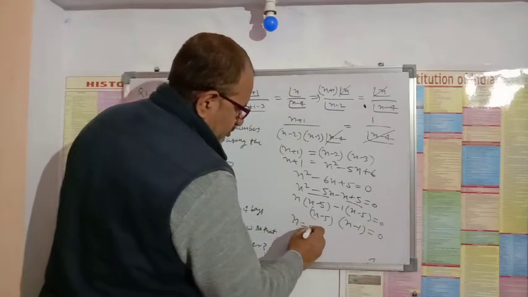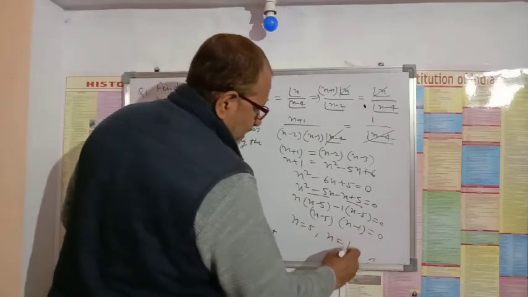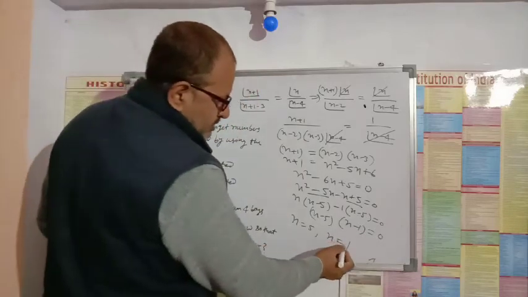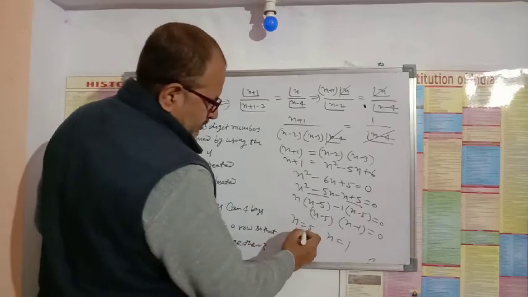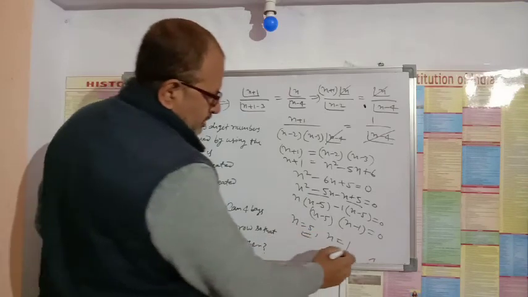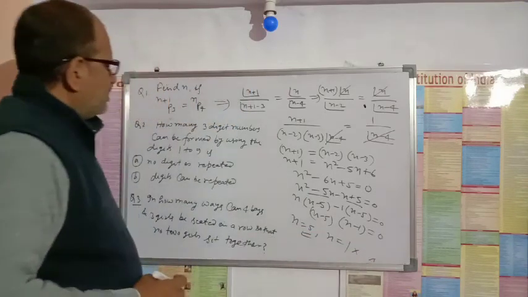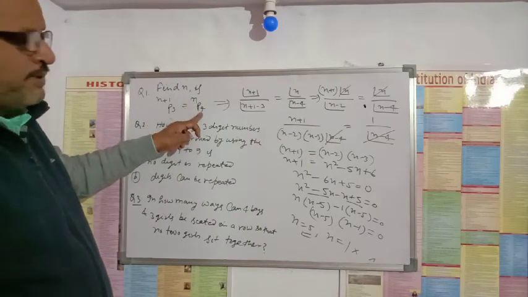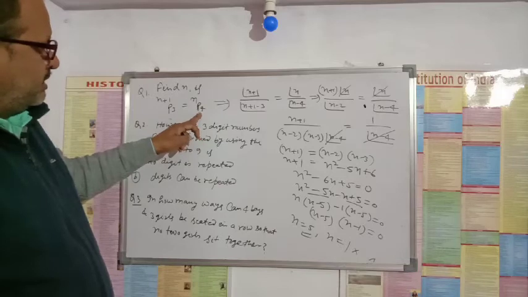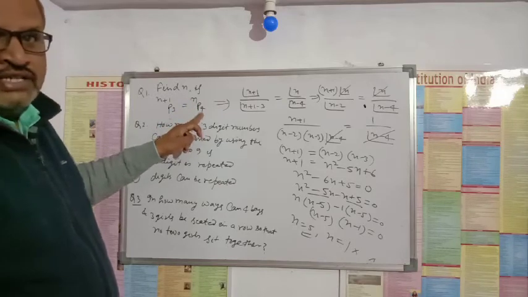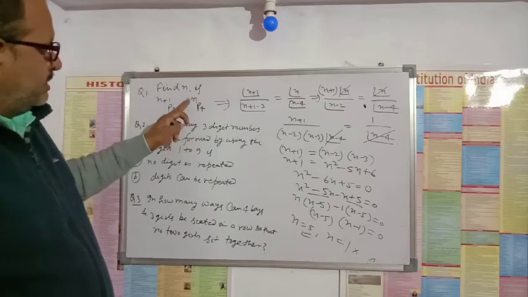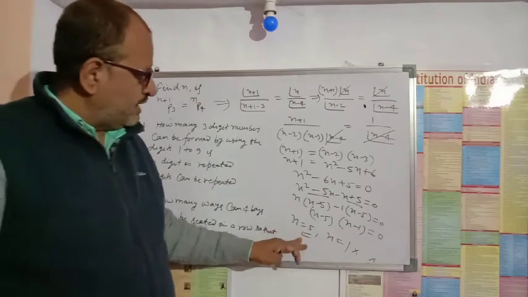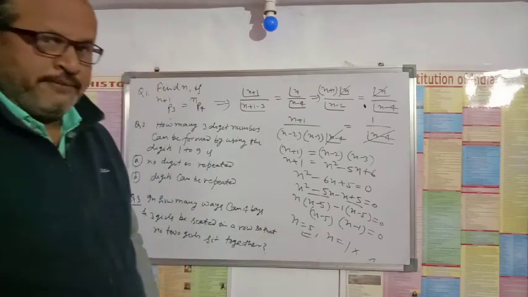So we will get two values of n: n is equal to 5 and n is equal to 1. But we cannot take n equal to 1. We have to take n equal to 5. n equal to 1 is not possible. Why? If n is 1, then 1P4 is not possible. The value of r is always less than or equal to n, so n cannot be less than r. So only n equal to 5 is taken.